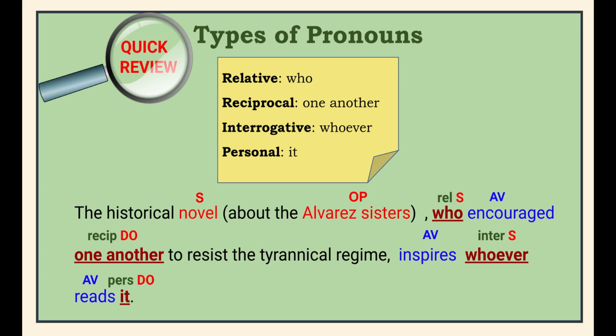The next pronoun is whoever. It's interrogative because it indicates an unknown. The final pronoun is personal. Its antecedent is novel, and it acts as the direct object of the action verb reads.